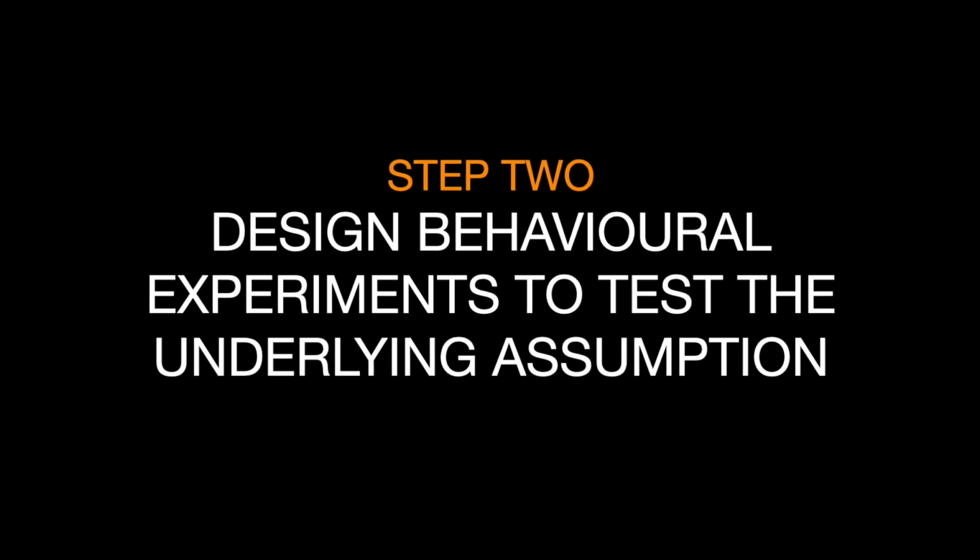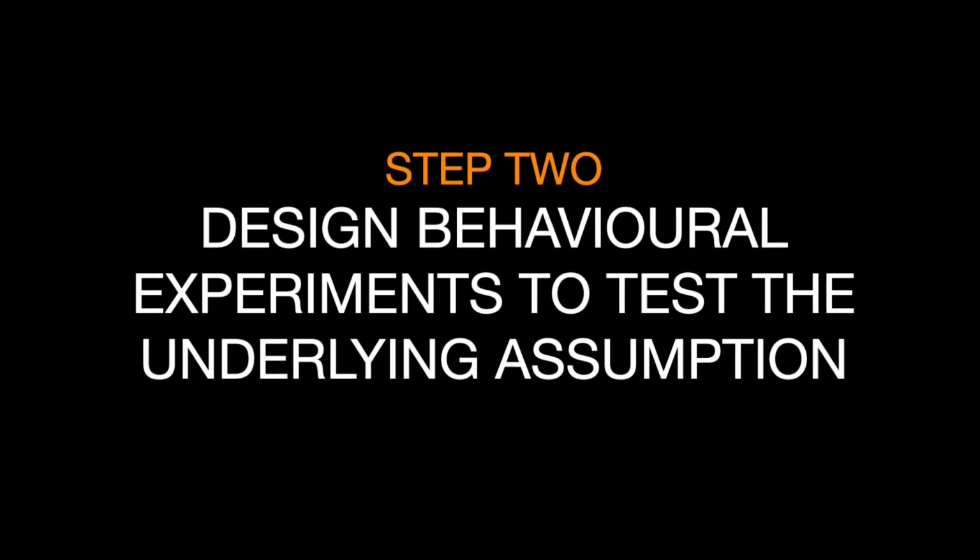Step 2. Design behavioural experiments to test the underlying assumption. Now that Chris has identified his underlying assumption, it's time to plan a range of experiments that will help him test his prediction that by initiating a conversation, he will be rejected. The key is to start with less challenging behavioural experiments and build towards more challenging experiments over time. With his CBT therapist, Chris created a hierarchy of behavioural experiments from least anxiety-provoking to most anxiety-provoking.